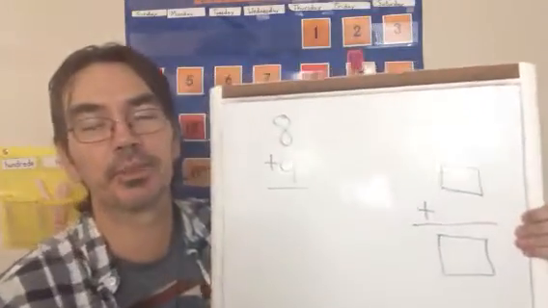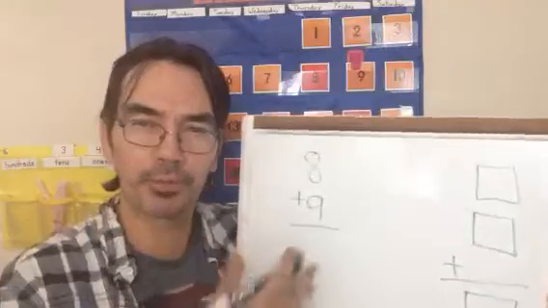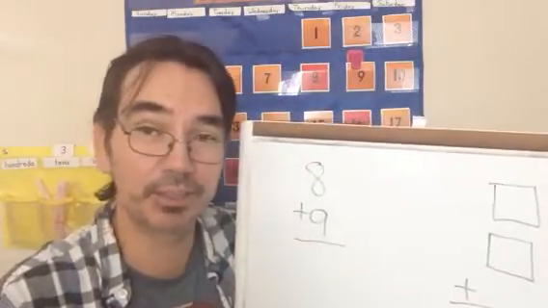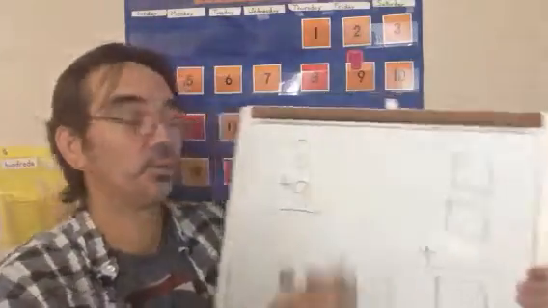There's our mystery for us to figure out. Now 8 plus 9. So we're going to figure this one out first, okay? And then we're going to change the order of the addends. So first, 8 plus 9.